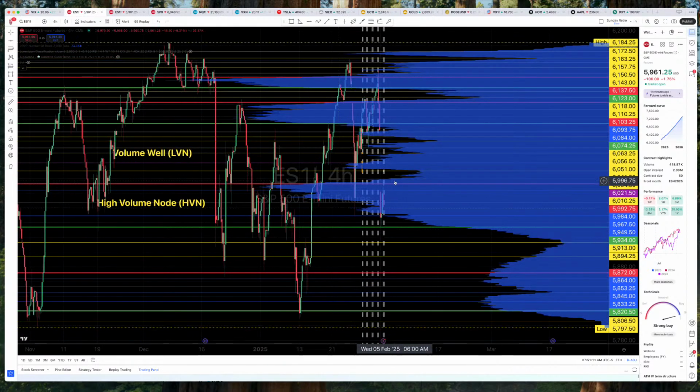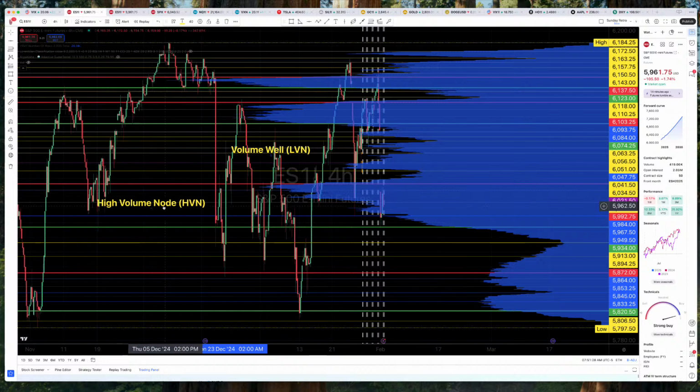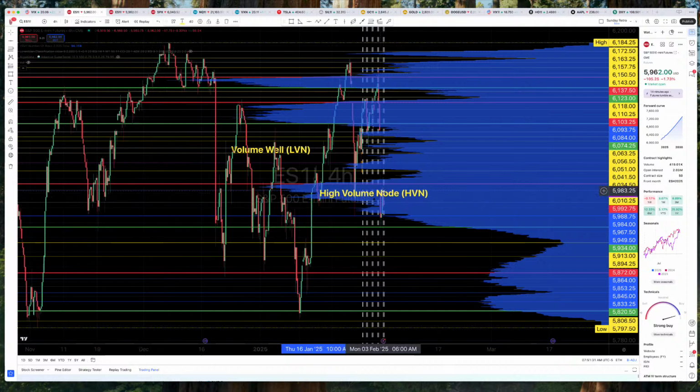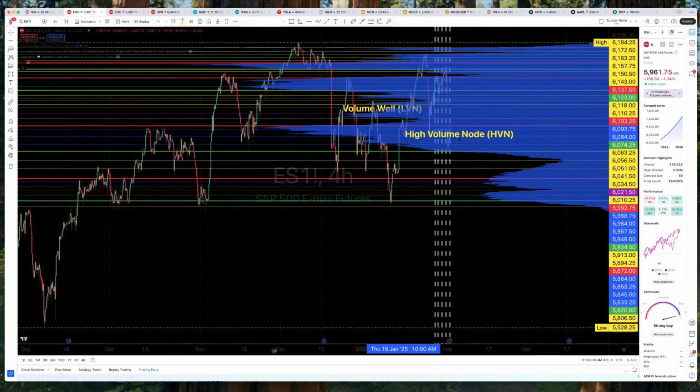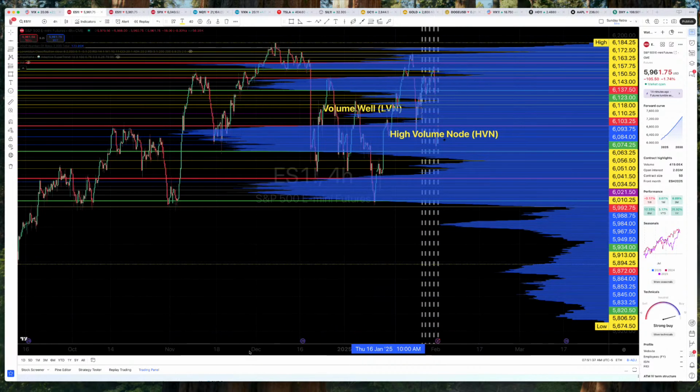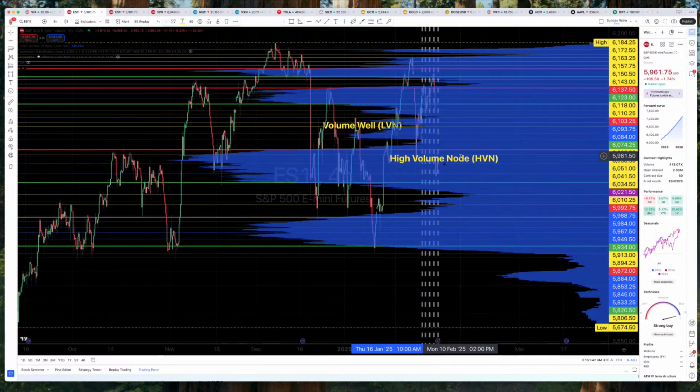The drop itself broke major support on this volume node here. You can see that we broke through on Friday and dropped down just below it. And then all of this represents low liquidity. We call this the volume well. And then this would be our high volume node. Let me get a little bit more data in here so we can see the extent of what we're looking at. Let it redraw for a second. There we go.